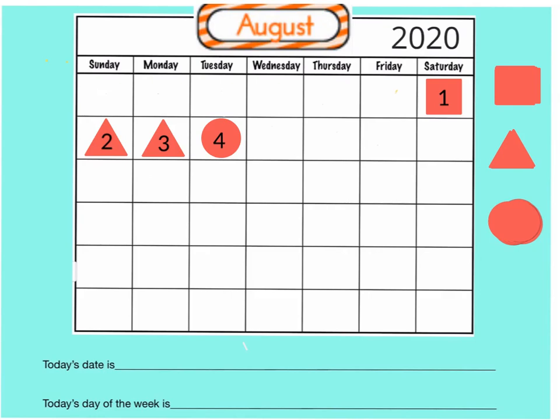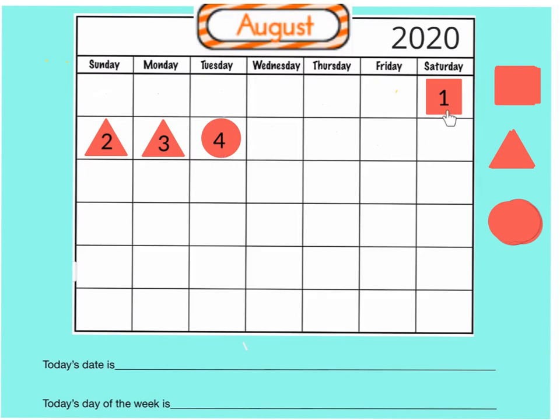Okay, today we're going to start out with our calendar again. So let's talk about our year. What year is it? Yep, it's still 2020. And what month are we in? Think. It's August. Good. Now, yesterday we added our circle date tag with the number 4 on it.